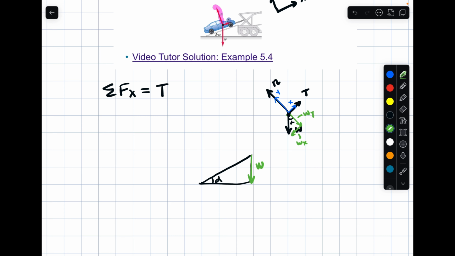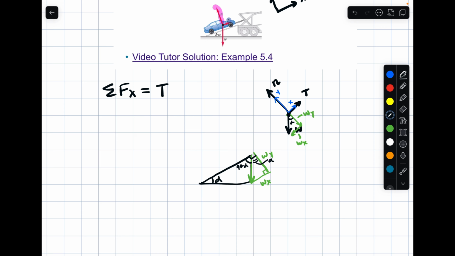And the x component is parallel to the ramp up there, right? And then the y component is perpendicular to that. So here's our right triangle. This is going to be the y, and this is going to be the x. And so if you look at this, you can see that this angle right here must be 90 minus alpha. And because these are perpendicular, this angle right here must be alpha.